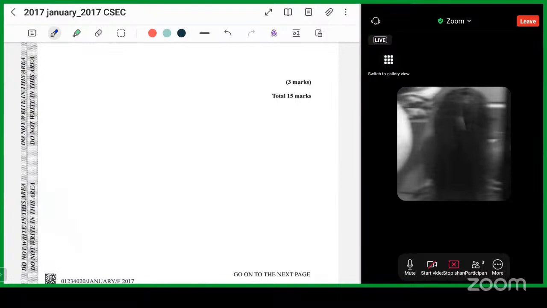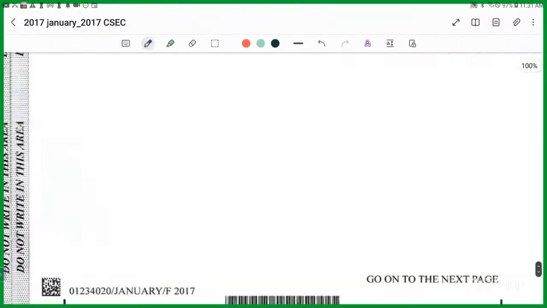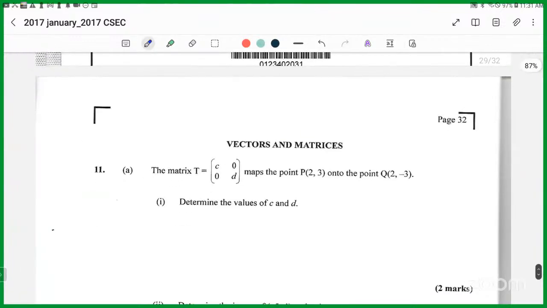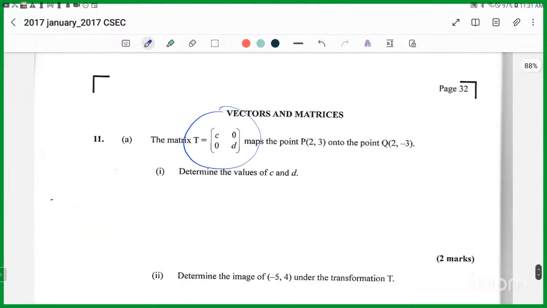All right, last question now. Matrices, transformation, and so on, and vectors. This one gives us this matrix T, and it maps this point onto this point like a transformation, and I want us to get the value of C and D. So this matrix times this point is equal to this point.